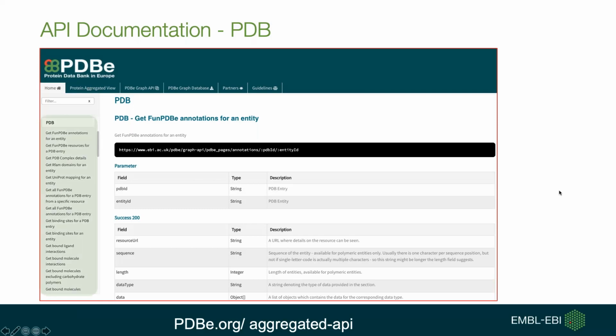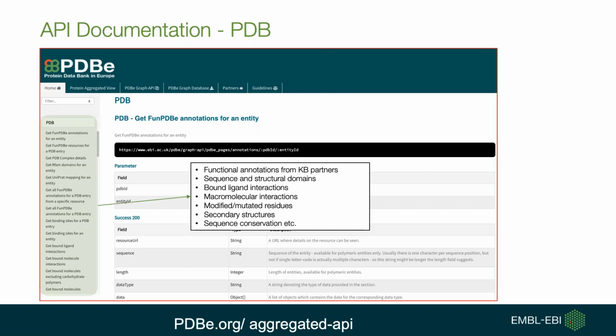So next is the PDB category, which has endpoints that provide information for a PDB entry or an entity. These endpoints provide a variety of information like functional annotations from the PDBKB partners, sequence and structural domains, bound ligand interactions from the RPGO, macromolecular interactions from PISA. There is also information on secondary structures, sequence conservation, residue modifications and mutations.